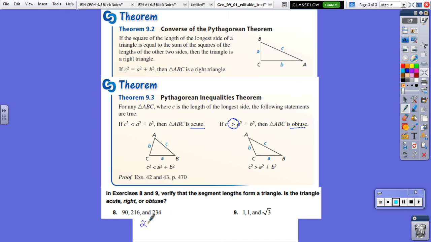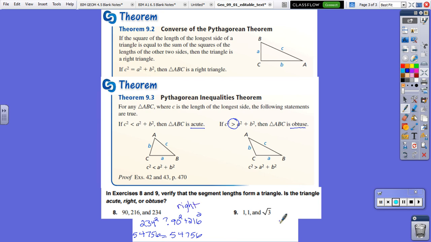So I'm going to take c squared, so 234 squared, and then over here I'm going to have 90 squared plus 216 squared. And I'm going to put a question mark right here saying I don't know if they are equal, I don't know if they are less than or greater than. So I'm going to do 234 squared, and over here I get 54,756. Now I'm going to type in 90 squared plus 216 squared, and I get 54,756. So since they are equal, I say that this is a right triangle.